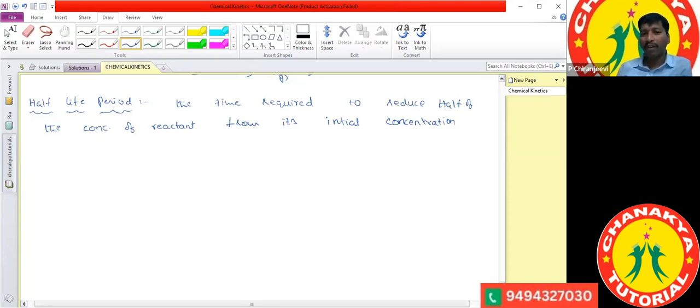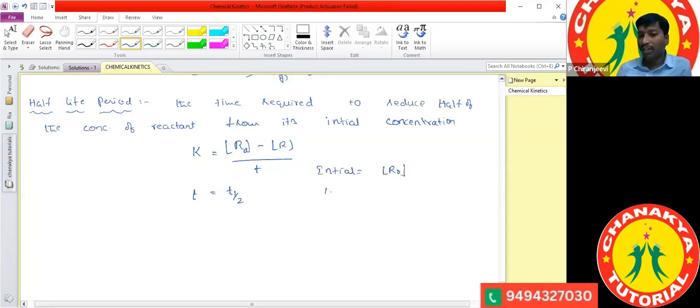So what is the half-life period of the zero order reaction? What is the rate constant for the zero order reaction? K is equal to R naught minus R divided by T. According to the statement, time required T we are taking as T half, the time required to reduce the concentration of the reactant to half of its initial concentration. Initial concentration we are taking as R naught only.